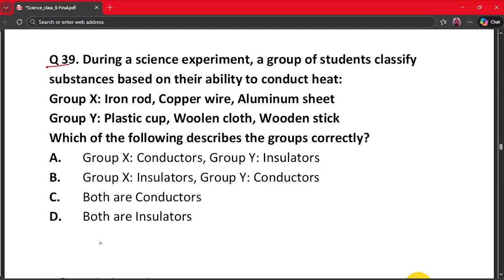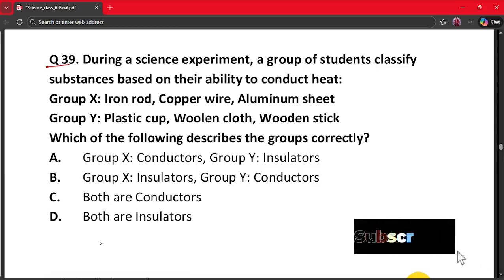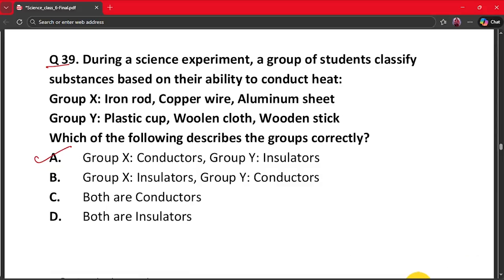A. Group X are conductors and group Y are insulators. B. Group X are insulators and group Y are conductors. C. Both are conductors, and D. Both are insulators. The correct answer is option A. Group X are conductors and group Y are insulators. So here metals conduct heat and plastic, wood, and wool do not. So group X are conductors and group Y are insulators.